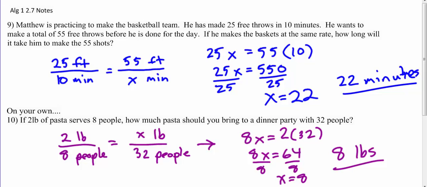All right, welcome back. You can see my work. I said that 2 pounds for 8 people is equivalent to x pounds for 32 people. And after using the cross products property, a little multiplication, some division, I found that x was 8. And one thing I failed to do on the last problem was to actually put some context. I did it here. I said, well, that's 8 pounds, and that would be 8 pounds of pasta, where on the last one I just put x equals 22. Really, I should have said 22 minutes.